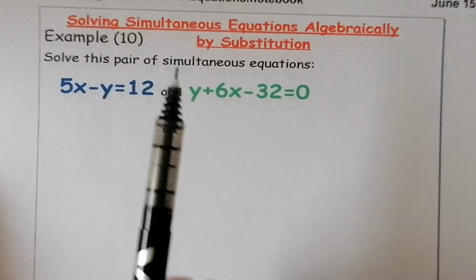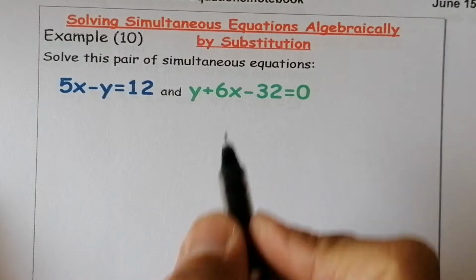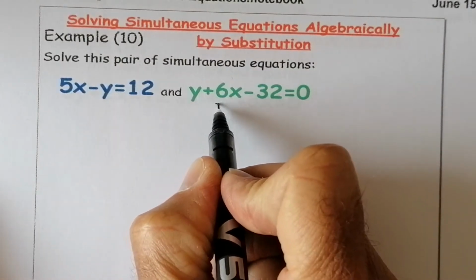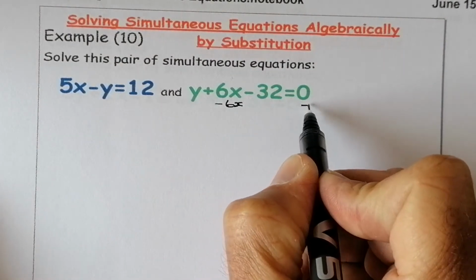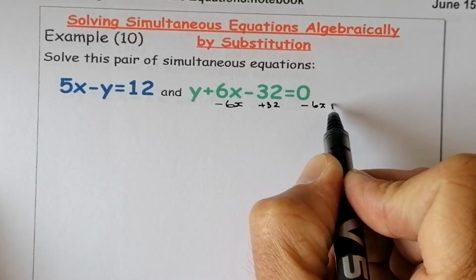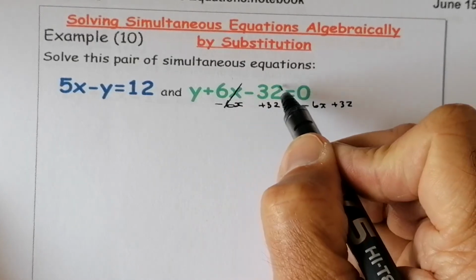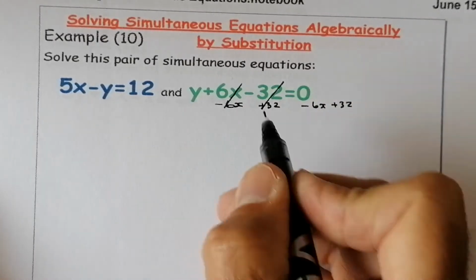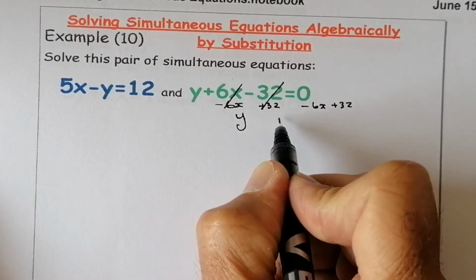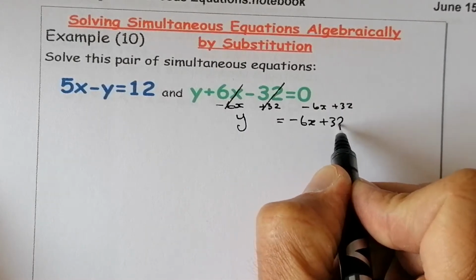So remember what I was saying, get one or both of the equations into the form of y equals. So I'm going to choose this one over here, okay? So what I'll do is I'll take 6x away from that side. I'll do the same to the right. I'm going to add 32 on, and I'll add 32 on to the right of the equal sign. What that does, eliminates these things here and leaves me with that over on the right hand side. So y is now equal to negative 6x plus 32.